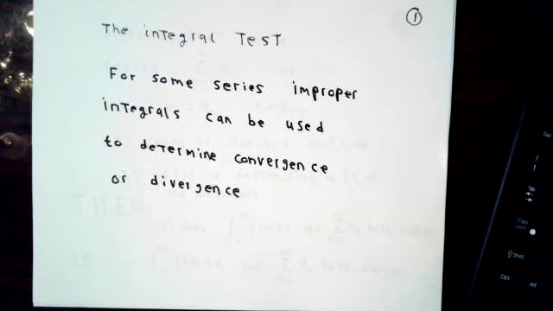This video is about a technique that can tell us whether some series converge or diverge. It's based on the improper integrals that we looked at in the preceding chapter, the chapter on methods of integration. And this is not always applicable, but when it is, it'll give you a yes/no answer as to whether or not a series converges.